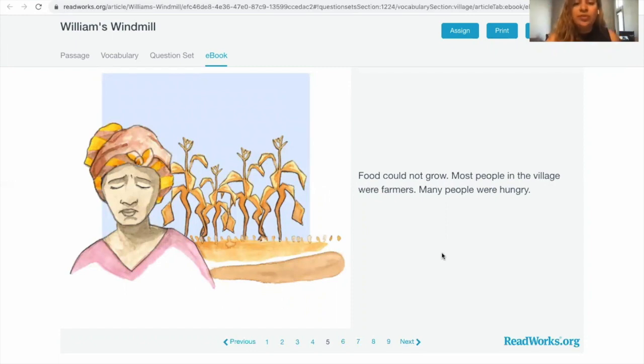Most people in the village were farmers. Many people were hungry. So it's giving us a lot of those details that we've learned in The Boy Who Harnessed the Wind. We learned that food couldn't grow because there wasn't enough water and people were very hungry.